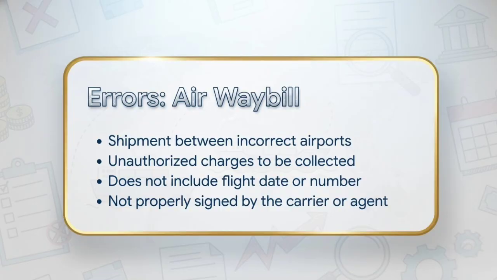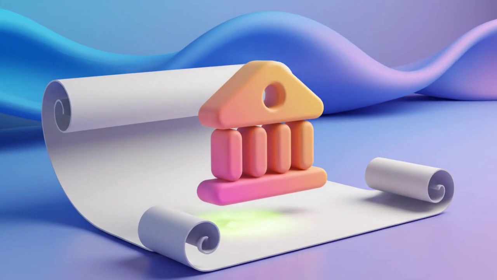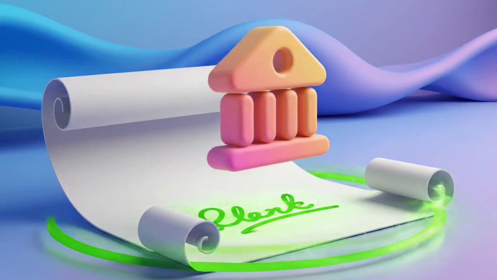Now, for air freight, the logic is exactly the same. It just uses a different document, the Airway bill. It has to show the correct departure and arrival airports, exactly as they are written in the LC. It needs to be properly signed by the airline or their agent, because that's the proof they've actually taken your goods. And it can't have any surprise charges for the buyer to pay if the LC said everything was prepaid. Every single detail has to line up.